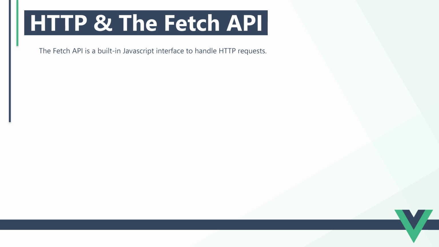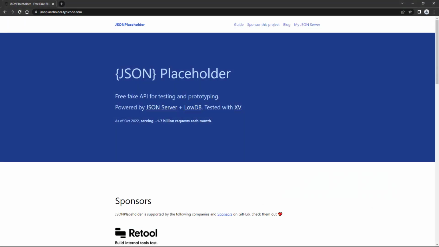The Fetch API is a built-in JavaScript interface to handle HTTP requests. It replaces the older XML version with a more powerful and flexible feature set. The focus of this lesson is how to use the Fetch API with Vue.